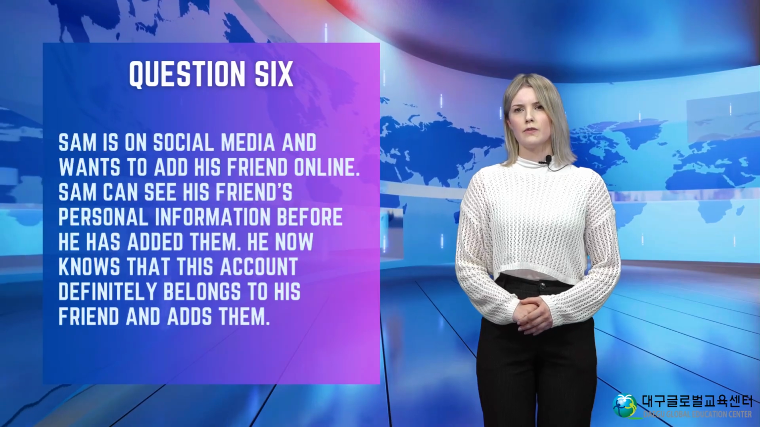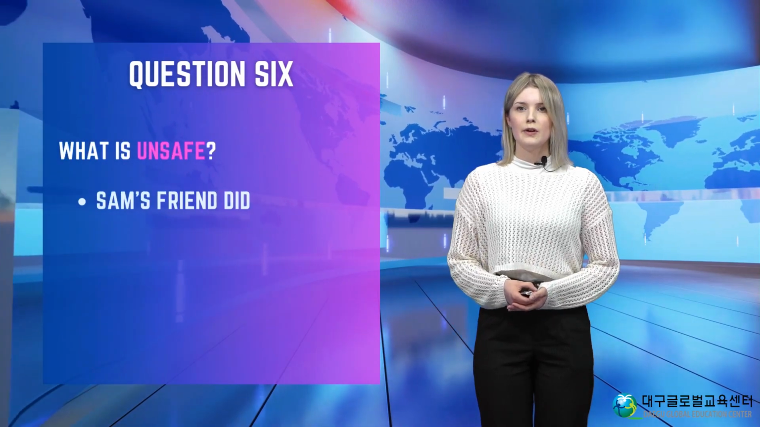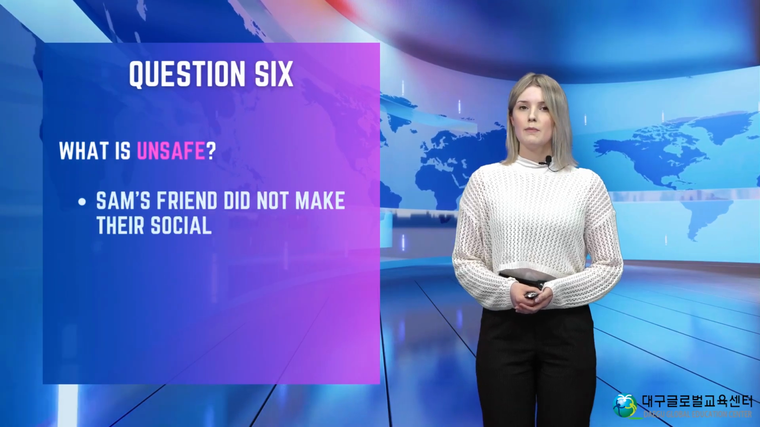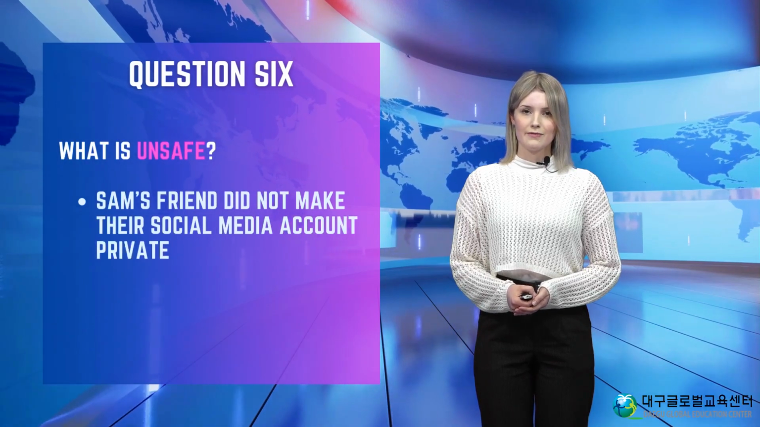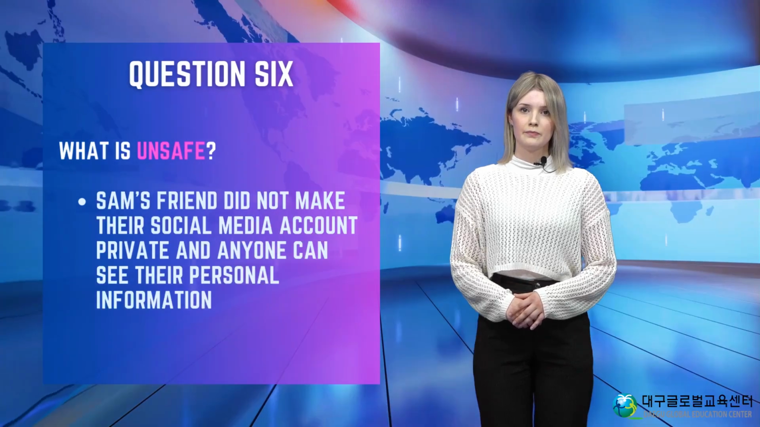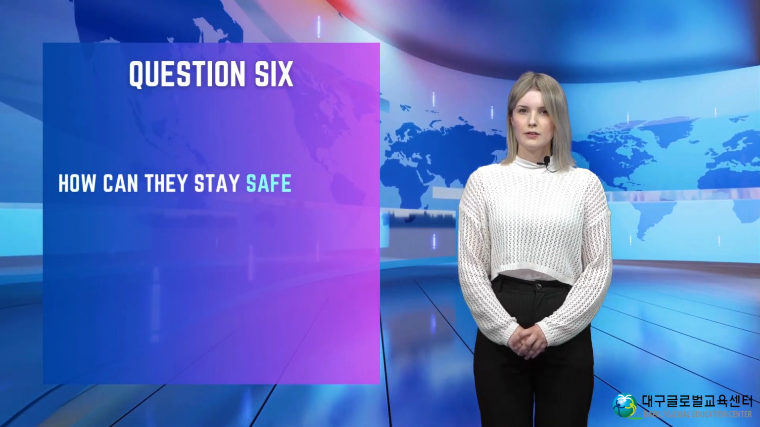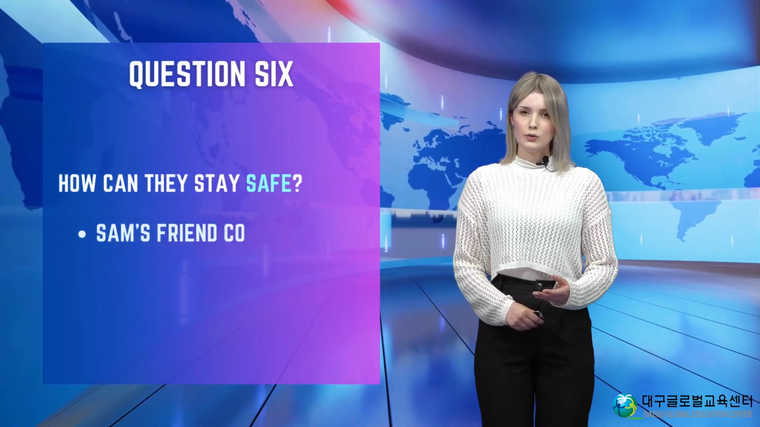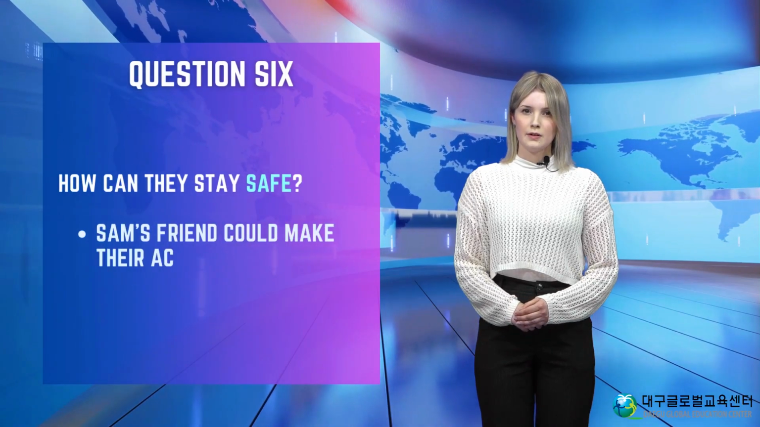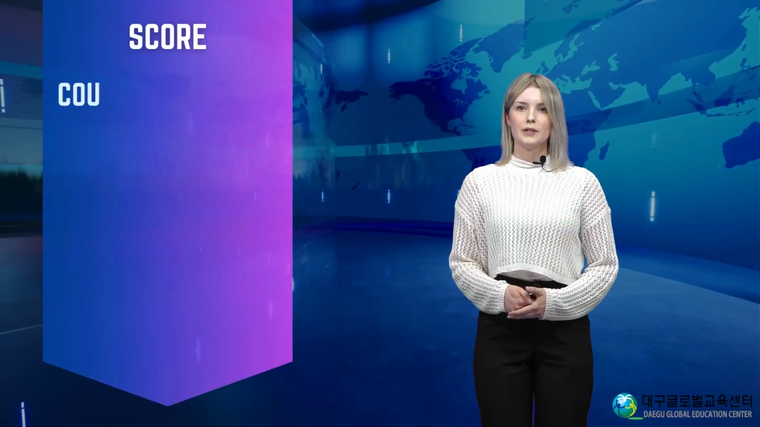What is unsafe in this situation? This situation is unsafe because Sam's friend did not make their social media account private and anyone can see their personal information. What could Sam's friend do to stay safe online? Sam's friend could make their account private. If you have any of these answers, please give yourself 1 point.